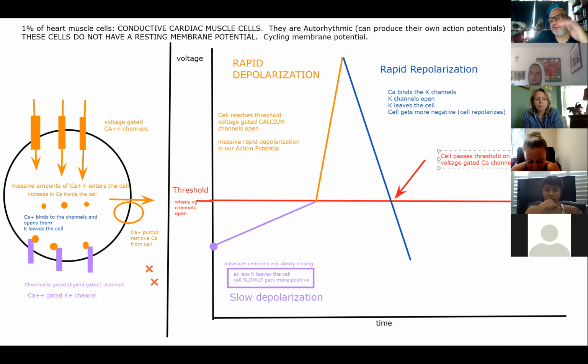Remember, hyperpolarized means to go below the resting membrane potential. So remember, we don't have a resting membrane potential here. This red line is threshold. That's not a resting membrane potential. So because we're going below it, it's not considered a hyperpolarization. It's threshold that we're going past. All right, but you guys have the right idea. Our voltage-gated calcium channels are going to close, and when they close, no new calcium can enter the cell.